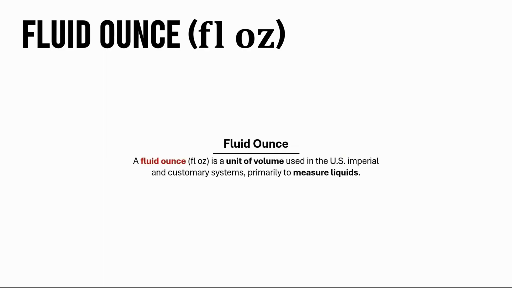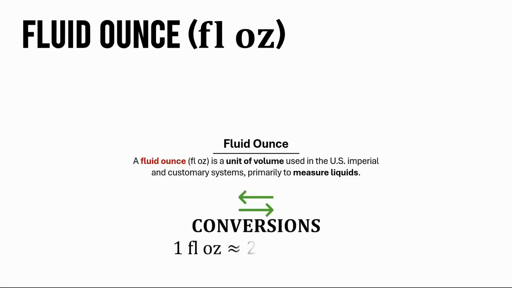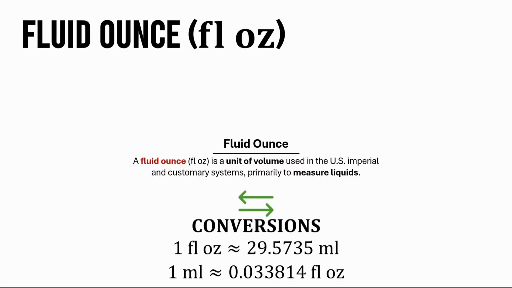Fluid ounce. A fluid ounce is a unit of volume used in the US imperial and customary systems, primarily to measure liquids. Conversions. 1 fluid ounce is approximately 29.57 milliliters, while 1 milliliter is approximately 0.03 fluid ounces.